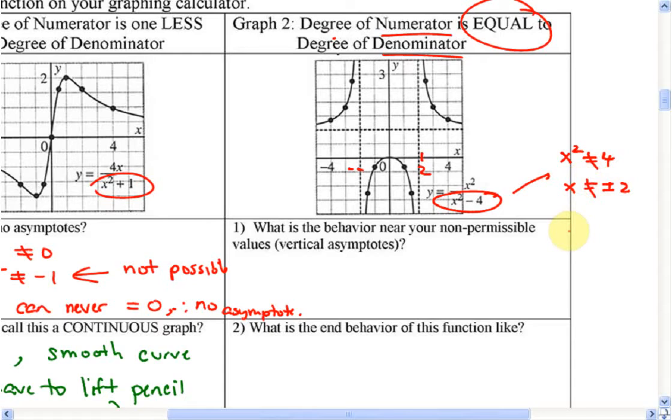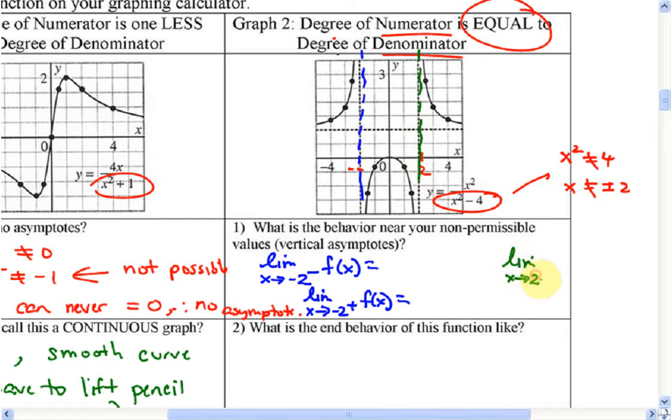Now, what I'm asking you is, what is the behavior near it? So I'm going to use that limit notation again. What's the limit as x approaches negative 2, first of all. We'll put that one here in blue. And let's approach it from the left. And then I want you to also figure out what happens when it approaches from the right. And then I guess we have another one over here, which I'll put in green. So I'm going to ask you also, what's the limit as x approaches positive 2 from the left? And also the limit as x approaches positive 2 from the right.